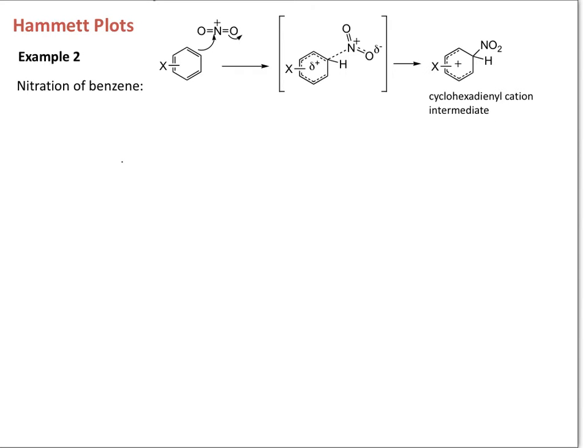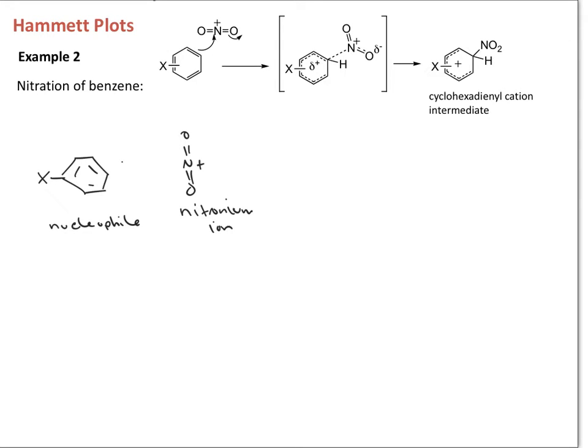Okay, in our second example, we're going to be looking at the nitration of aromatics. And so this is an electrophilic aromatic substitution reaction. And we know that the nitronium ion is going to be the electrophile. And this is a high energy electrophile, so it's a very reactive species. Our aromatic is going to be the nucleophile.